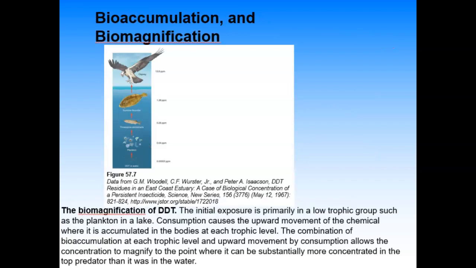So here we have bioaccumulation and biomagnification shown in a diagram. Again, we're talking about DDT. The initial exposure is going to be affecting those organisms in the lower trophic levels, such as the plankton here in the lake. That plankton will be consumed by other organisms and it will just move up in that food chain, eventually leading to a higher concentration of that DDT the higher you move in a food chain.